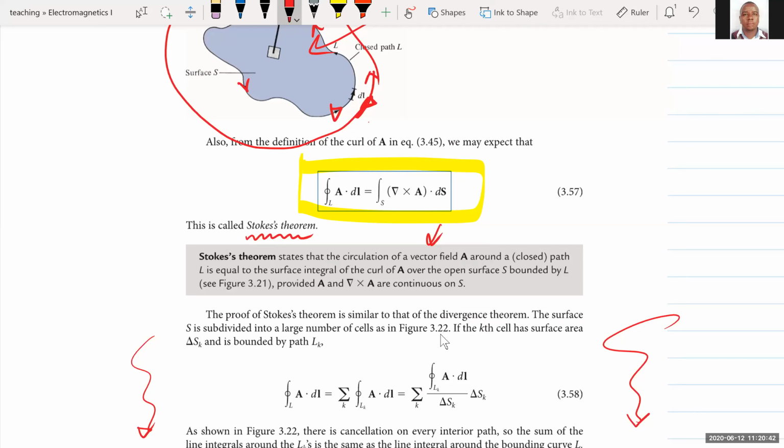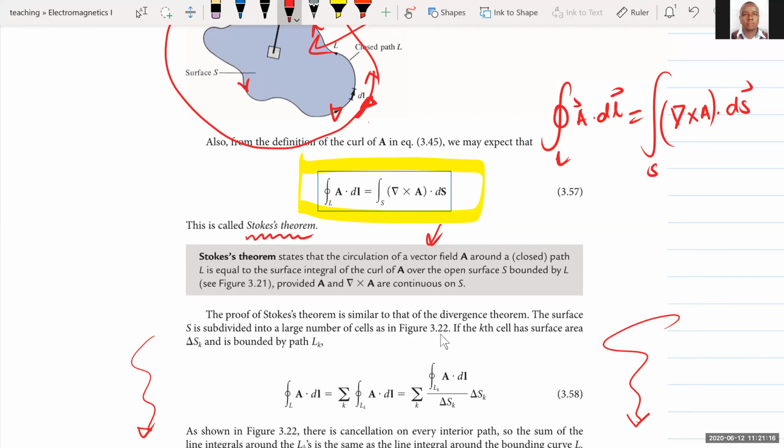That A and curl of A are continuous on S. Those may be mathematical terms, but the idea to remember is that if you have a line integral of A dot dl, then you can always have on the right hand side, the surface integral of curl of A with respect to dS, which is the cross surface area. Okay, now the open surface enclosed by the L.